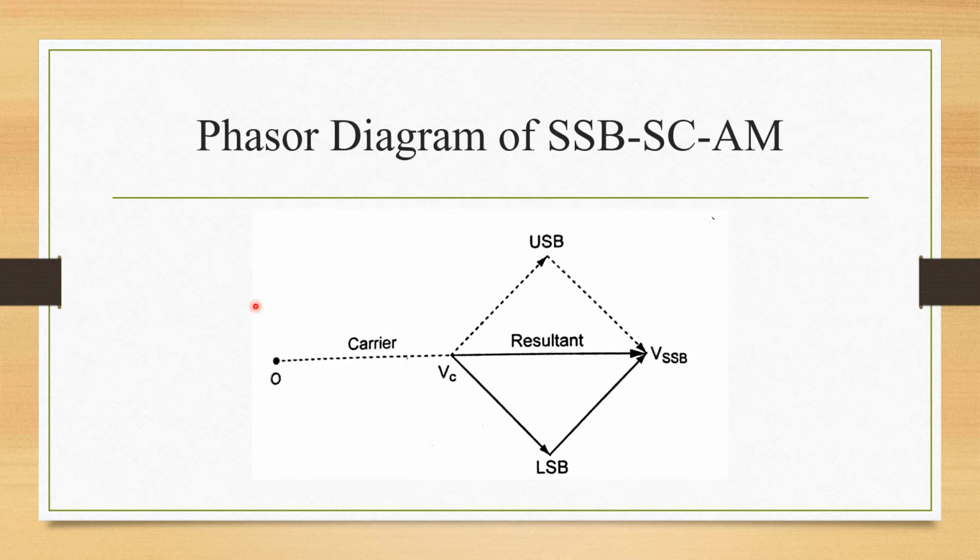Next, we will discuss the phasor diagram of SSB SC AM. We have already seen many phasor diagrams for DSB, the main AM, everything. So this is the phasor diagram for SSB. This is the carrier one. See here, one of the sidebands is not there and we get only the LSB signal. This is our resultant wave, and this is our LSB side wave.